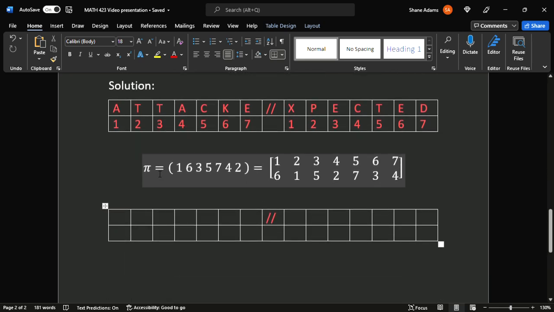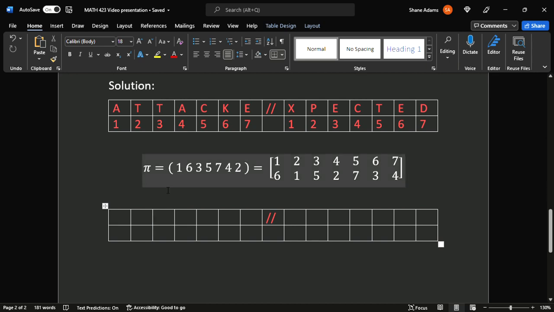So if we go ahead and write this in the normal fashion, 1 maps to 6, 2 maps to 1, 3 maps to 5, 4 maps to 2, 5 maps to 7, 6 maps to 3, and 7 maps to 4.